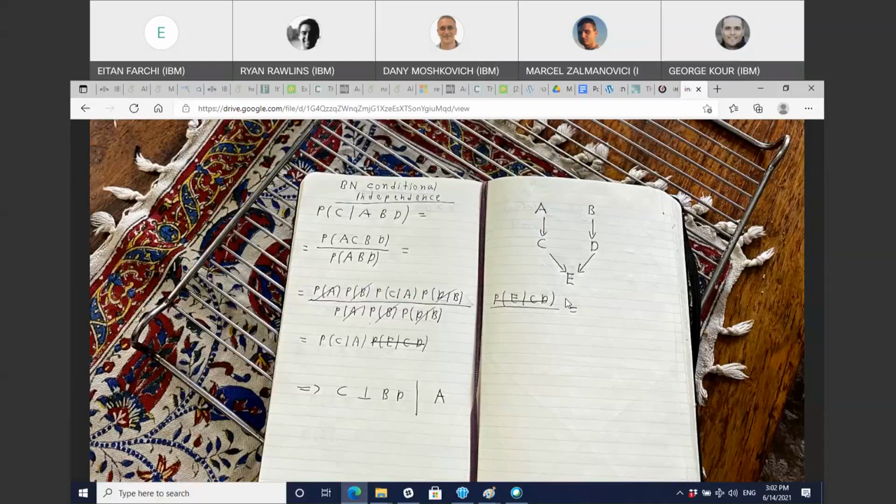And what I want to make the observation is that if I know A, then conditioned on A, C and B and D are independent. That's what I want to notice.